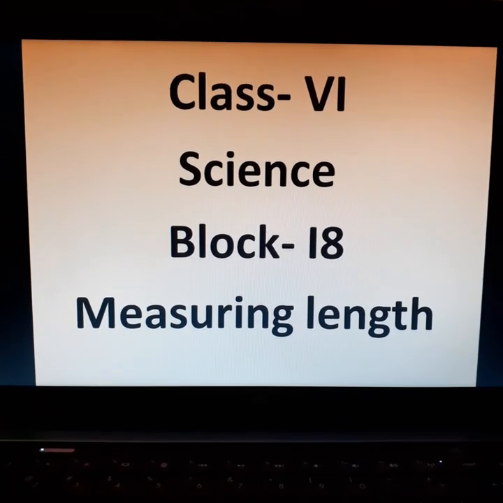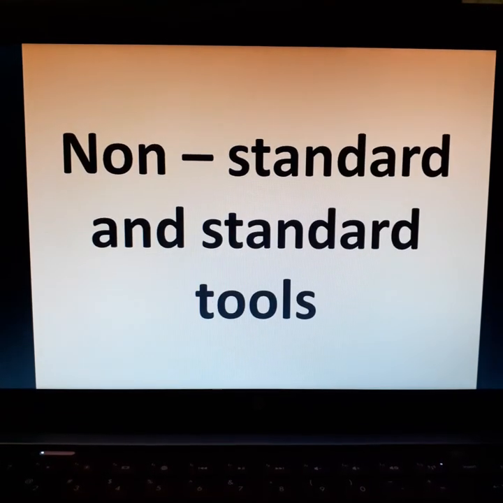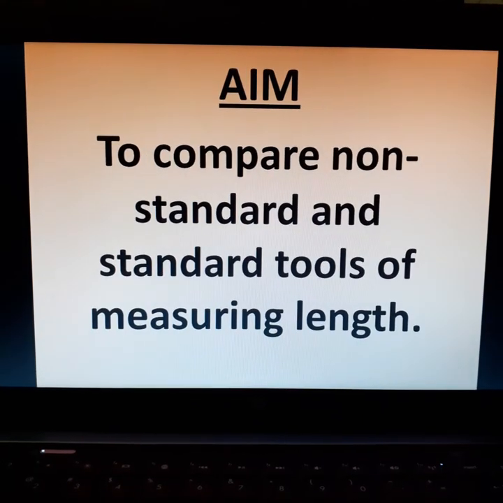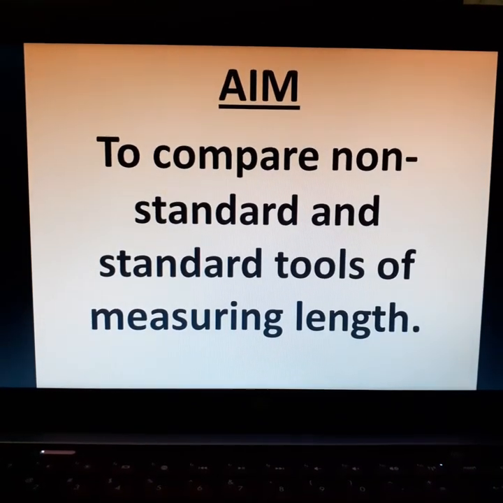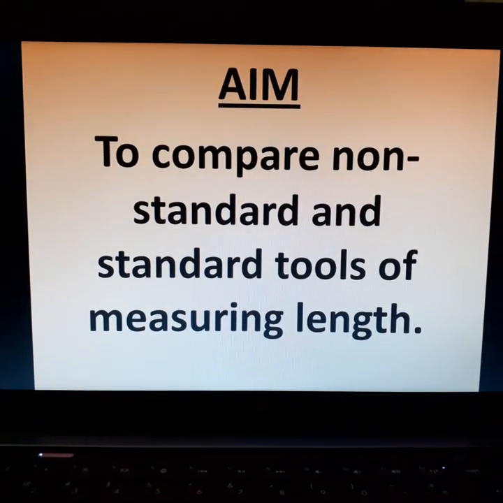Good morning students. Today we are going to start our block 18, measuring length, non-standard and standard tools. Our aim today is to compare non-standard and standard tools of measuring length.